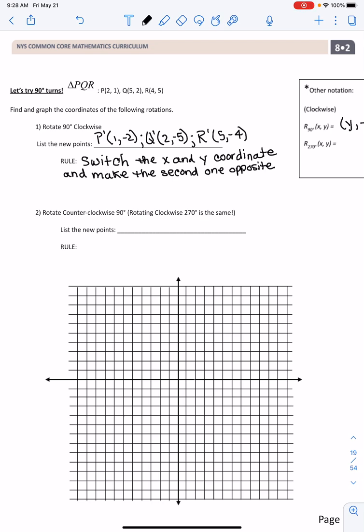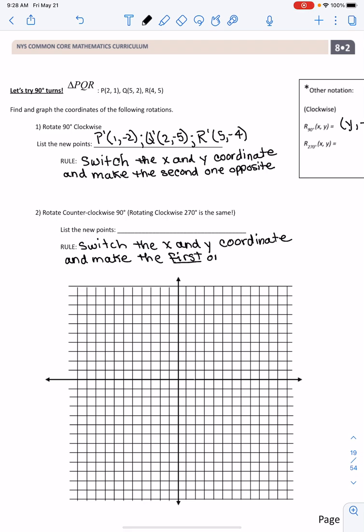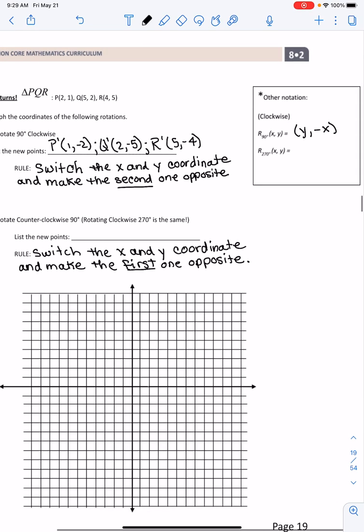For number 2, our rule is going to be switch the X and Y coordinate and make the first one opposite. So in other words, negative y, x.